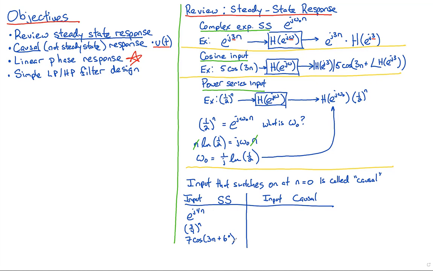They've been on forever. Examples of causal inputs would be e to the j 4n times u of n, would be 3/4 to the n times u of n, would be 7 cosine of 3n, and just to save time, I won't bother to write the degrees, times u of n. And these are all causal inputs. Okay, so now the question is, is there any way that we can find the output to a causal input? And that's in our next section.